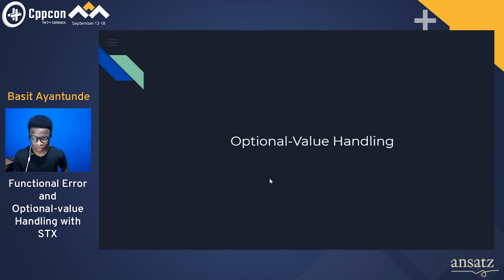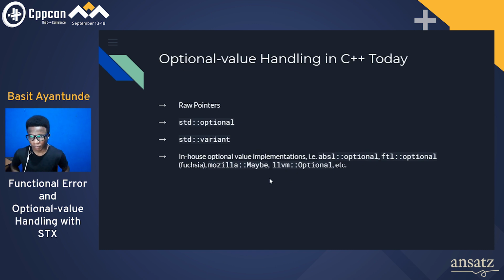Let's move on to optional value handling. We have a few common techniques for optional value handling in C++ today. The most common one is the raw pointers approach, std optional, std variants, and various in-house optional value implementations like Apple's optional, Fuchsia operating system's optional, which is Fit optional, Mozilla's Maybe monad, and LLVM's optional value implementation.